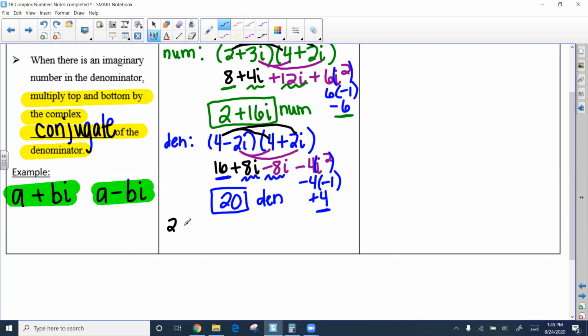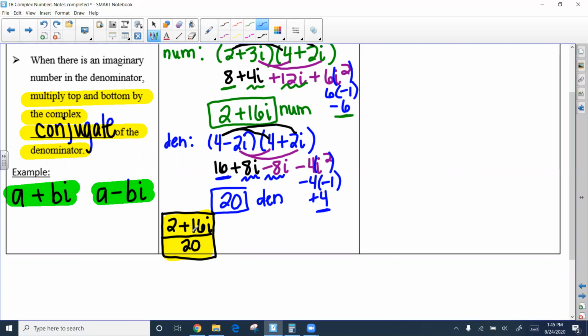So I'm going to write it like this: 2 plus 16i over 20. So I just put the numerator over the denominator. If you left it like this, that is correct. It means you did all your multiplying correctly and everything. This can be simplified though. So I want to talk about a couple ways we can simplify this.